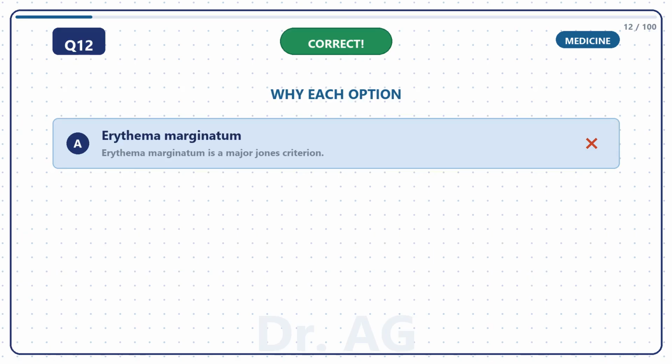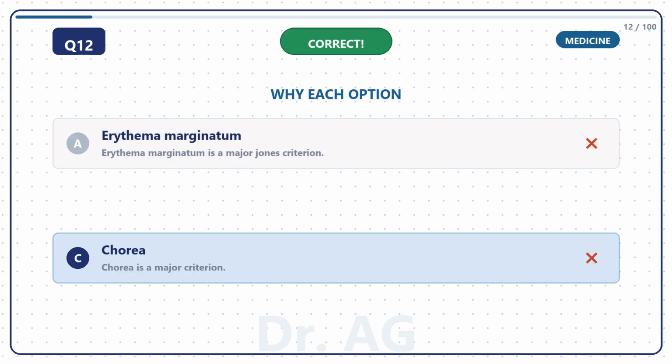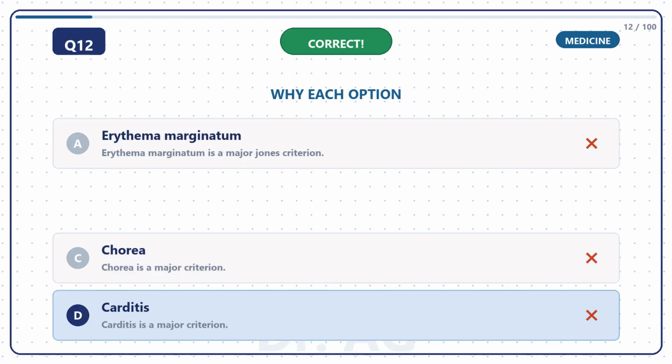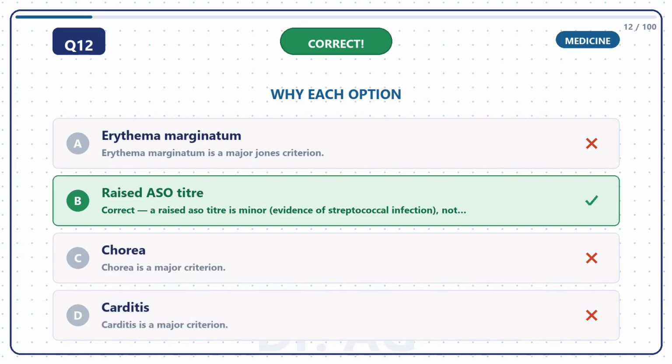Erythema marginatum. Erythema marginatum is a major Jones criterion. Chorea. Chorea is a major criterion. Carditis. Carditis is a major criterion. And the correct answer is raised ASO titer.